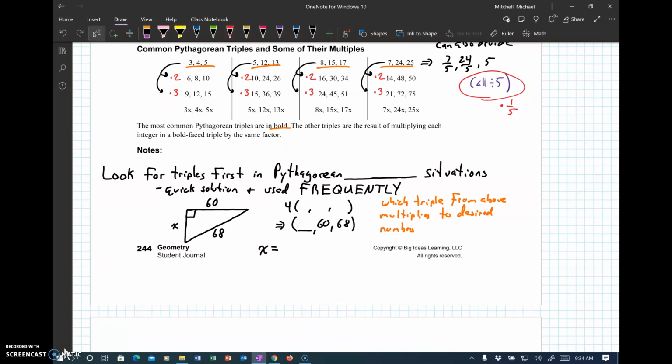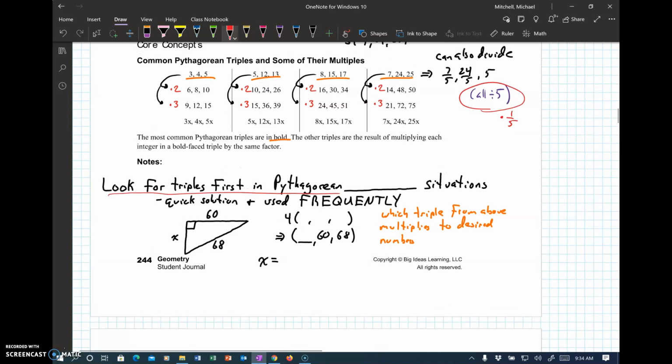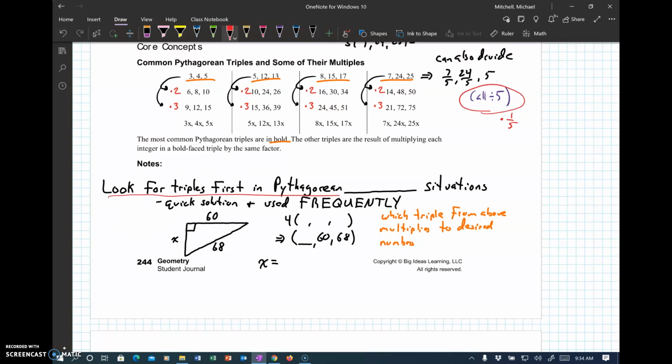So when I do things, I like to do things the easy way. I look for the triples first. Okay? So I'm looking at this. I know it's 4 times something. That's just a hint. I see x, 60, and 68. Well, the 5 has to go to the hypotenuse. I can't make the 5 go into 68, even though I can make the 4 go into 60, so it's not my 3, 4, 5.